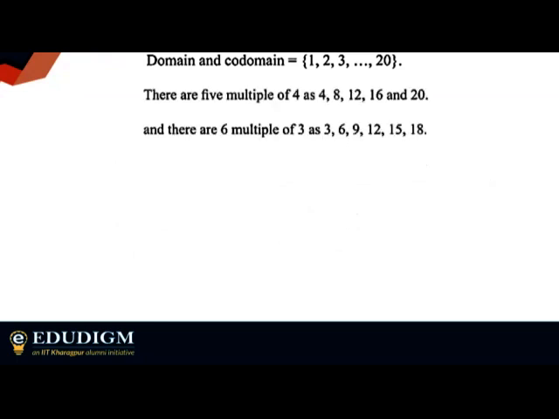Now I think I'll move on to this one. The domain and codomain both have the same cardinality, which is 20. It's the first 20 natural numbers. All right, I hope this is okay with all of you. Now this is very simple. There are 5 multiples of 4 and 6 multiples of 3. So you have 5 elements, and 6 multiples of 3. Anyway, sorry. So what is the thing that you notice here?